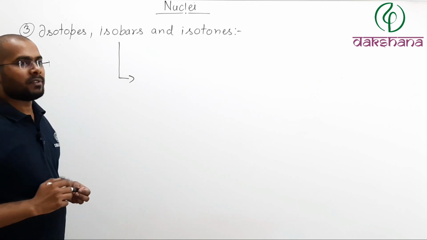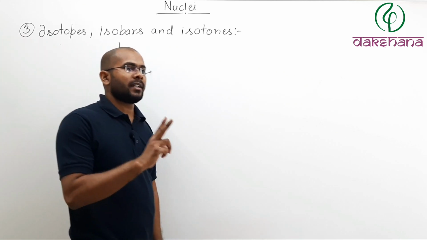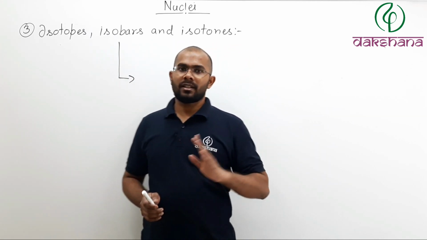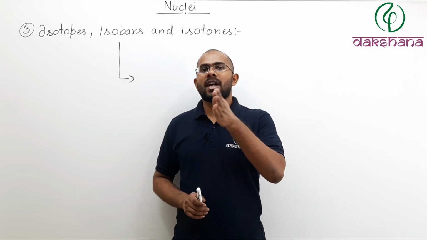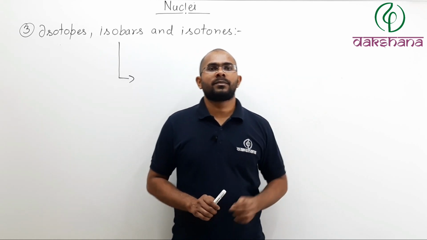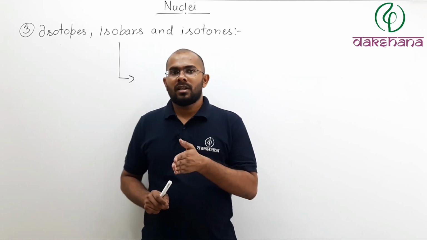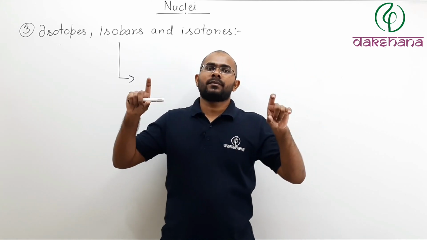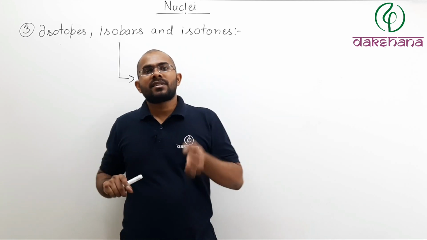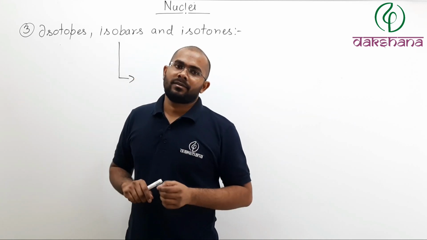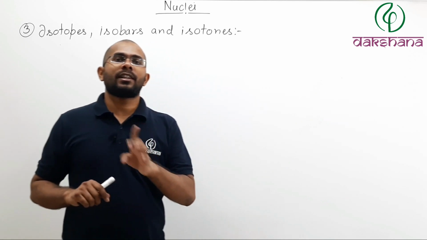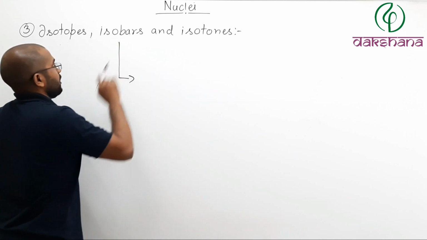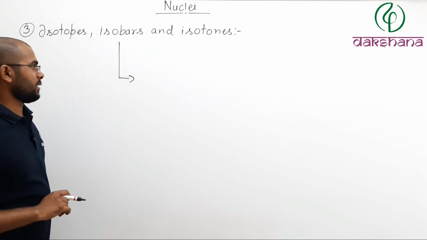So isobars will be, for example, if I take two different elements, let us say, we will come to the example, one is hydrogen and one is helium. Is it possible that an atom of hydrogen and an atom of helium both have the same mass number but different atomic numbers? That is possible. So what is possible here? You write the definition of isobars.